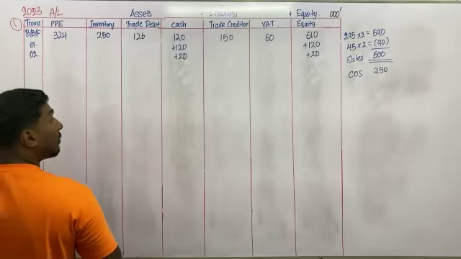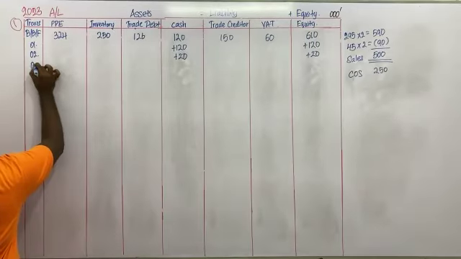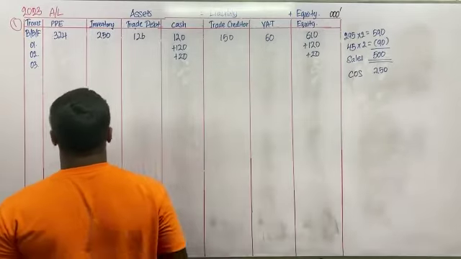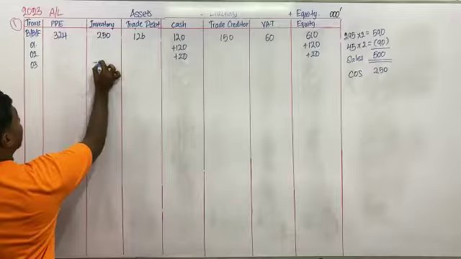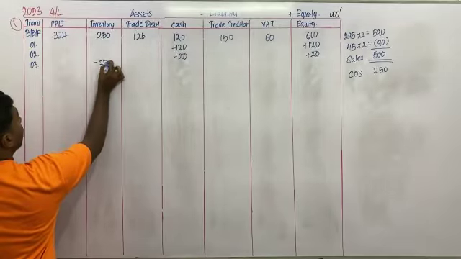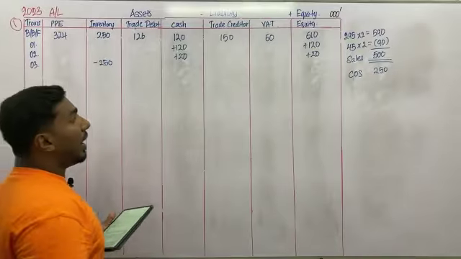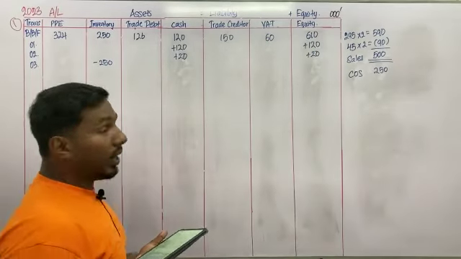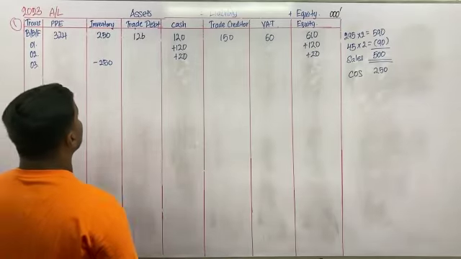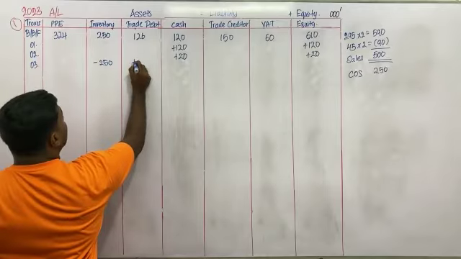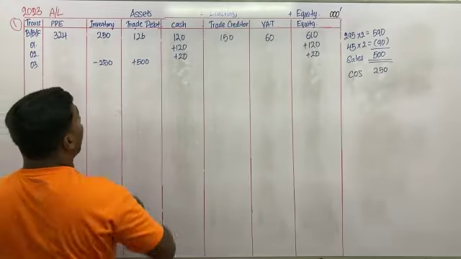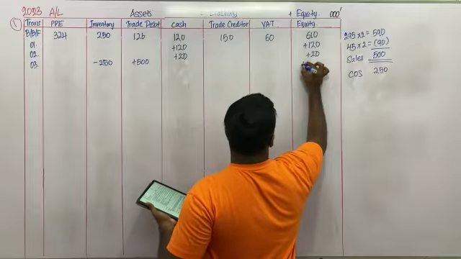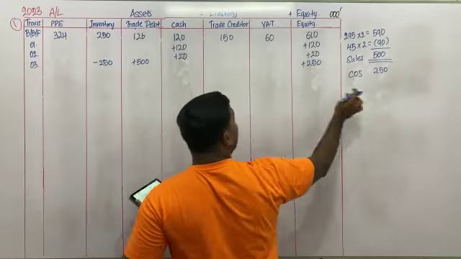Now what you have to do is just enter it. The cost of sales value is 250,000, so minus 250 from inventory. And we are selling that, it's a credit sale, into 500. And the profit is how much? 250.